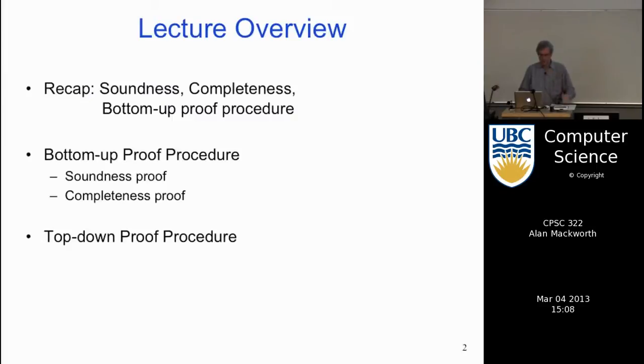So in the recap, we're going to talk about soundness and completeness. We're going to talk about bottom-up proof procedure. In this lecture, I don't think I'll get to top-down proof procedure. I'm pretty sure I won't. We'll do that next time. But I will go over the soundness proof. I think Giuseppe did the soundness proof, and he did not do the completeness proof for bottom-up proof procedure. And I'll give you two proofs for soundness, one by contradiction and one direct proof by induction, just so you get the idea two different ways. And then we'll do completeness, hopefully.